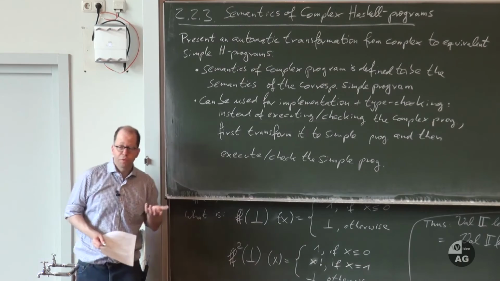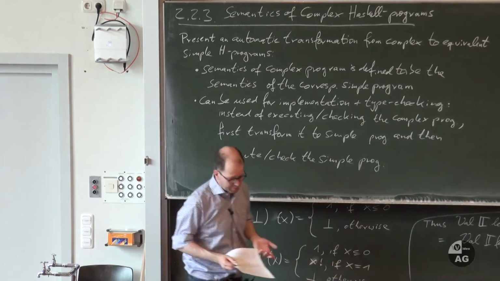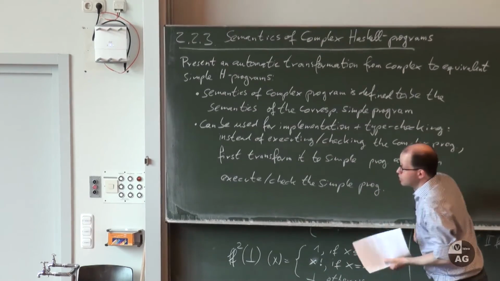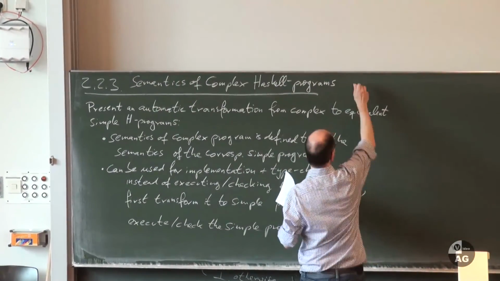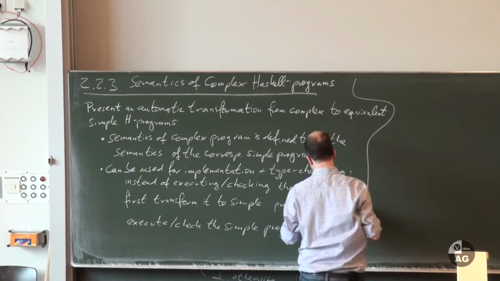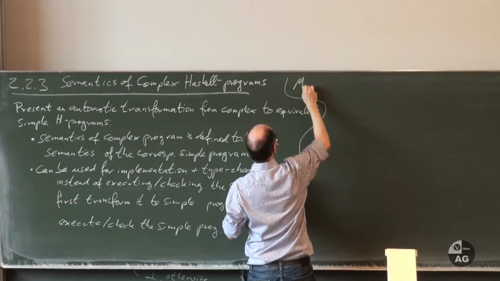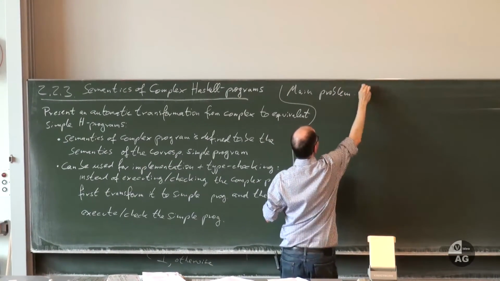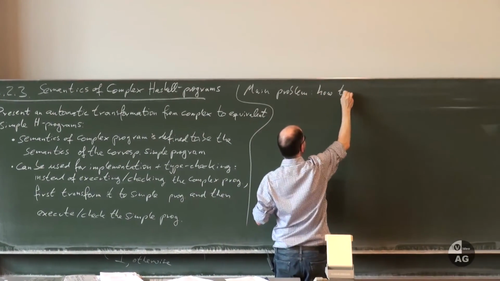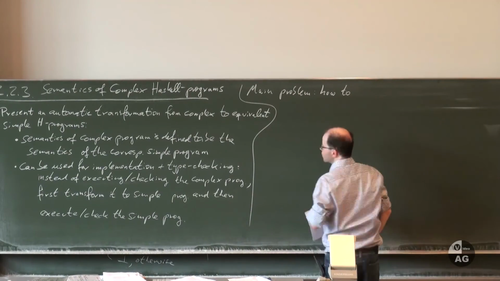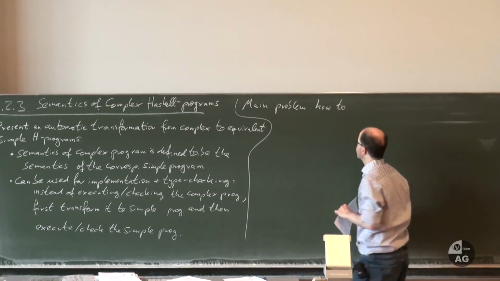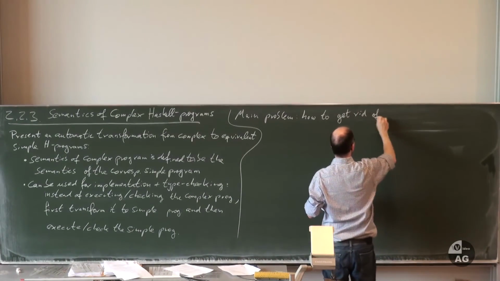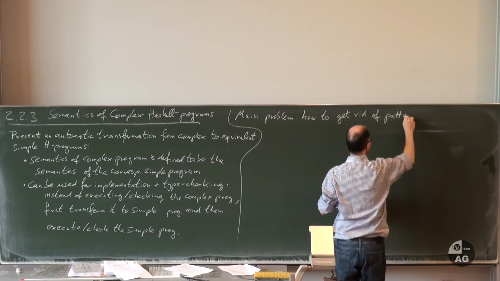Now, how does that work? What's the main restriction in simple Haskell? The main restriction in simple Haskell is that we have no pattern matching. And so the question is, how can we get rid of pattern matching? The main problem is how to transform a program with pattern matching into an equivalent program without pattern matching.